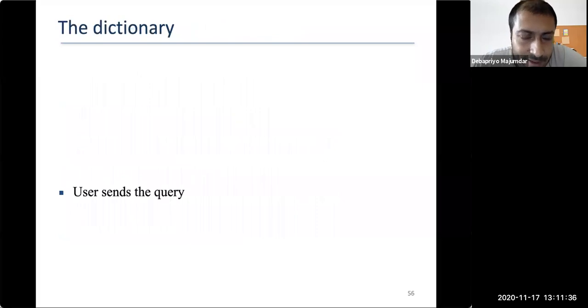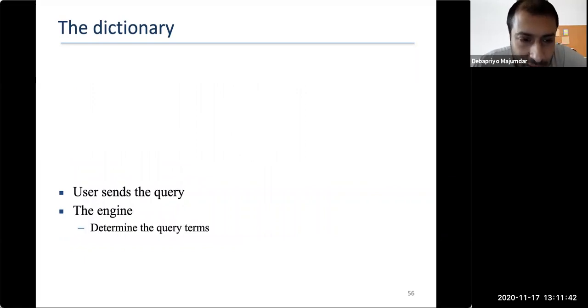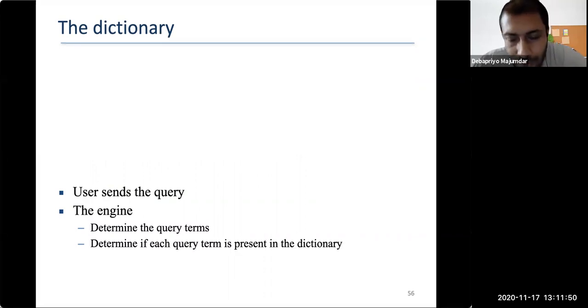The dictionary typically works in the following way. User sends the query. The engine has to determine the query terms. So basically the query is parsed, right? If it's 3 or 4 words, then just detect the words. That is easy. There are advanced works on that also, but the simplest form is easy. Then the second thing to do is determine if the query terms are present in the dictionary.